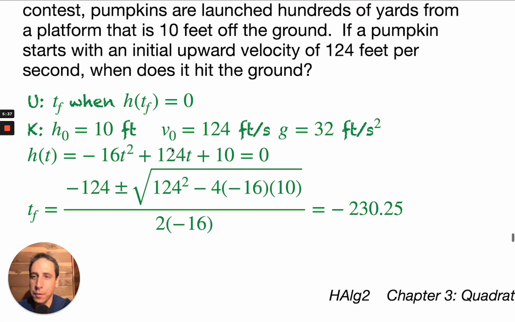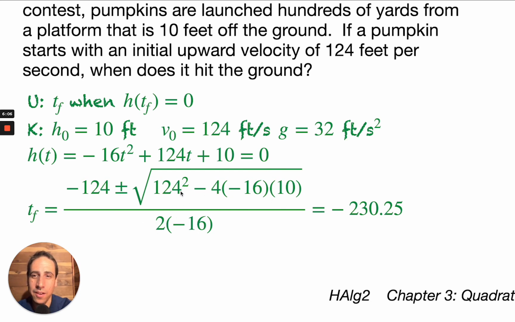What we know is that the h of 0 is 10 feet, the v0 is 124 feet per second, and the g value is 32 feet per second squared. Plug it all in, we get h of t. The formula is negative 16t squared plus 124t plus 10, and we want to know when is that equal to 0. So, since it's all set equal to 0, we go x equals negative b plus or minus the square root of b squared minus 4ac all over 2a.